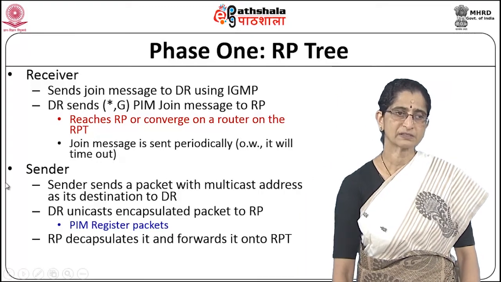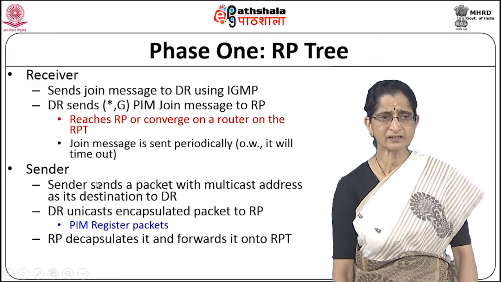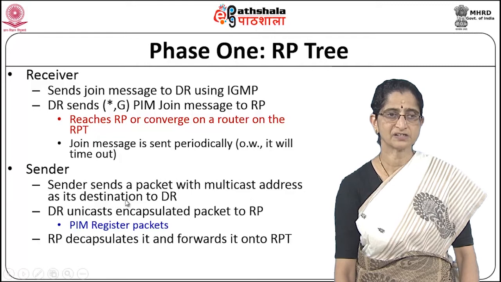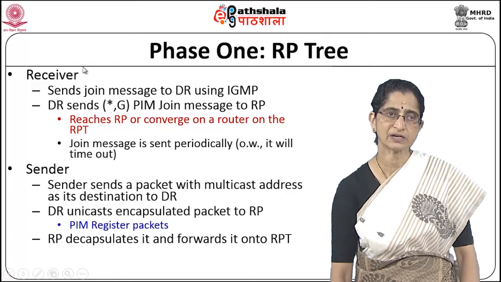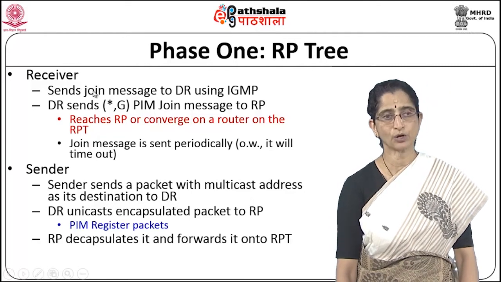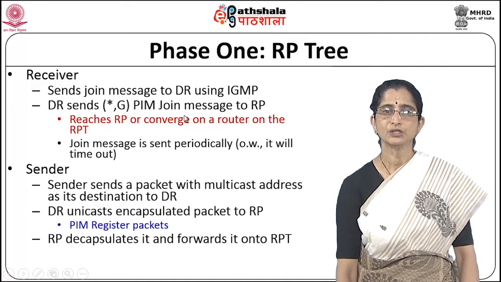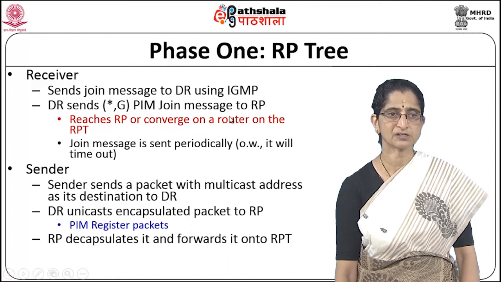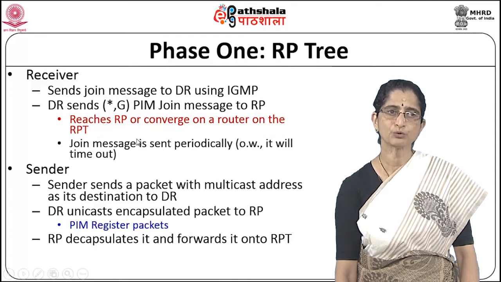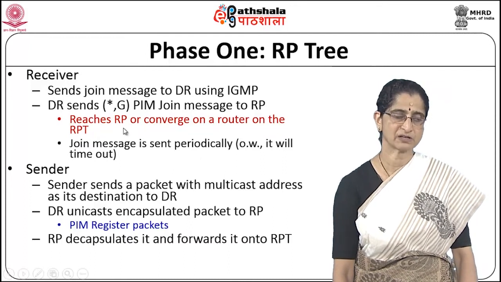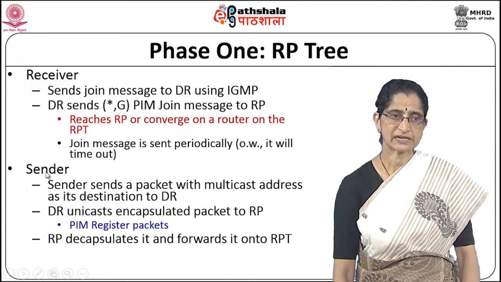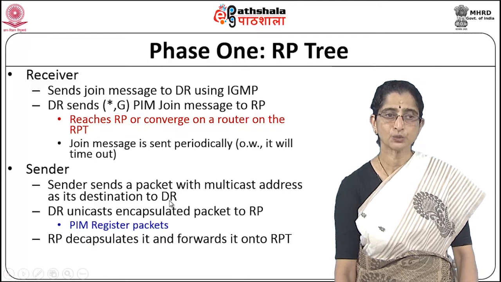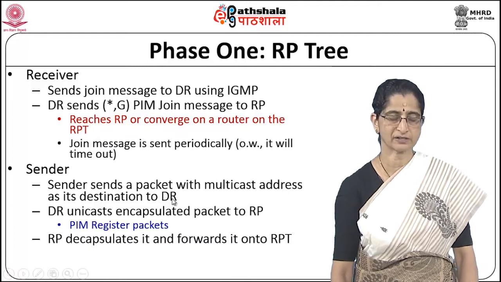And what do we expect the sender to do? The sender will send a packet with the multicast address as its destination to the DR. Now look at this: when multiple receivers are there and all of them have sent their join messages, you know that a tree has been constructed, rooted at the RP, from the RP to all the receivers. So now all that the sender has to do is send the packet with the multicast address as its destination to its designated router.